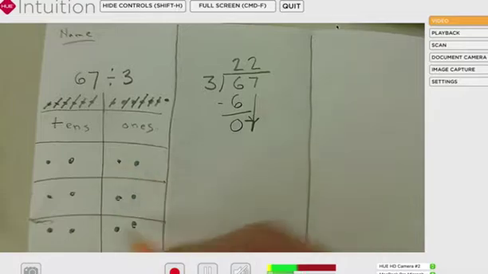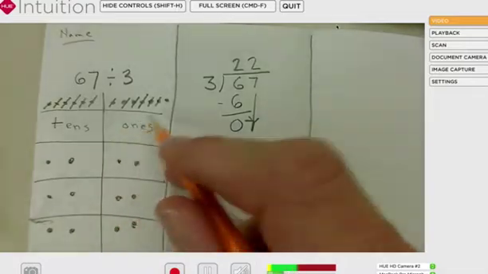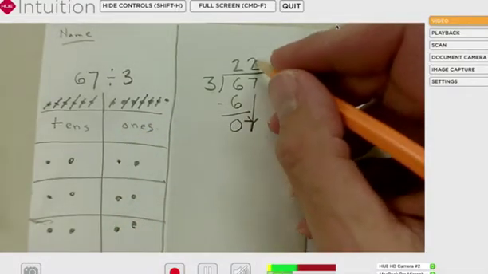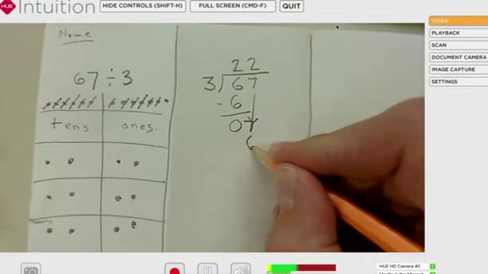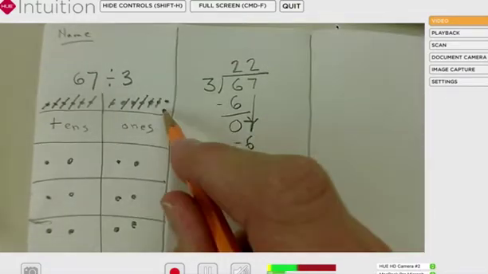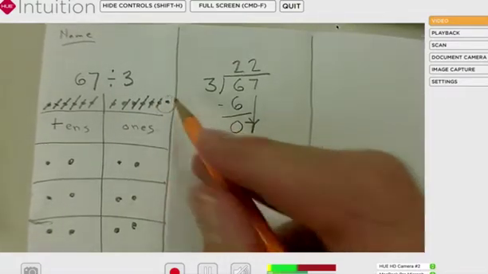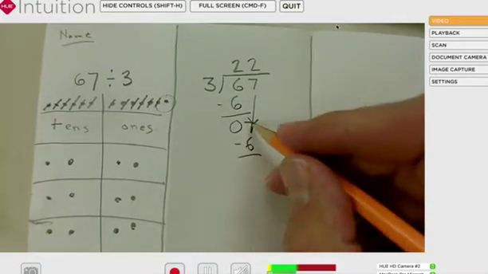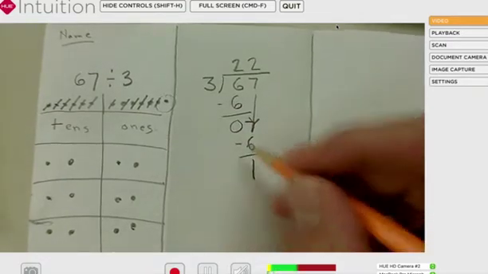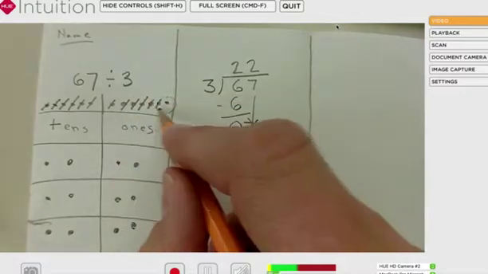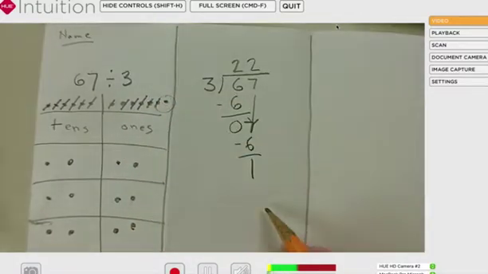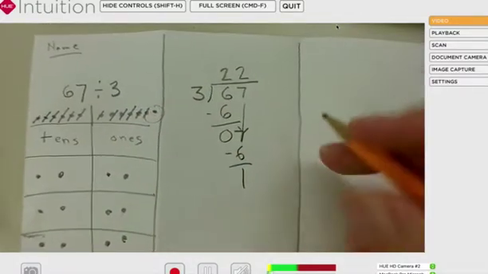How many of those dots? Well, we used 6 of them, right? There's 6 of the dots that are actually crossed out. So 2 times 3 is 6. And as you can see, there is 1 left over. And there's 1 left over if you do 7 minus 6. 6 out of the 7 were crossed out. Then we have a remainder of 1.